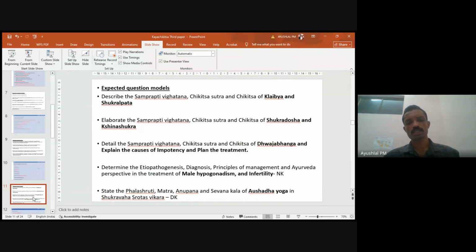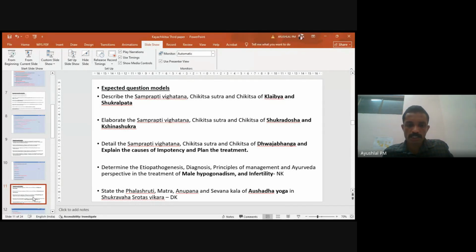And another question, for which there is not that much chance: detail the Samprapti, Vighatana, Chikitsa Sutra, Chikitsa of Dhvajabhanga, and explain the cause of impotency and plan the treatment. Not that important. Then determine the pathogenesis, diagnosis, principles of management, and Ayurveda perspective in the treatment of male hypogonadism and infertility. This is also a nice to know point, not a major point. So less chance.